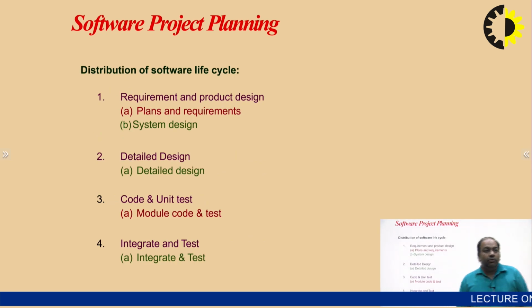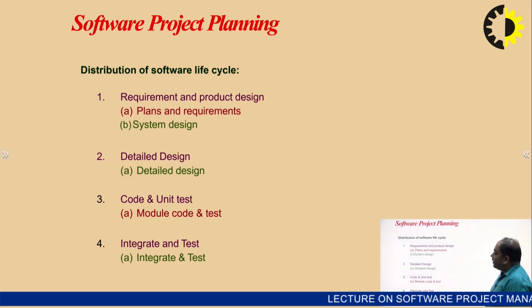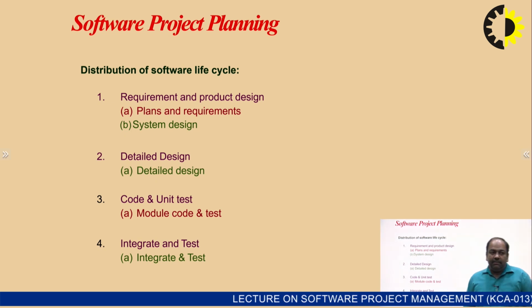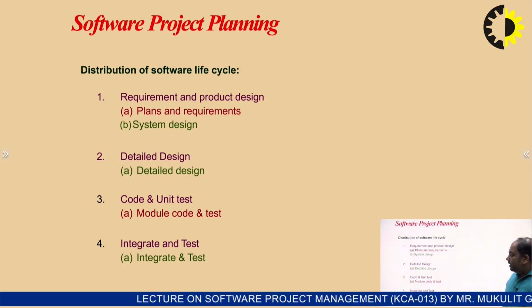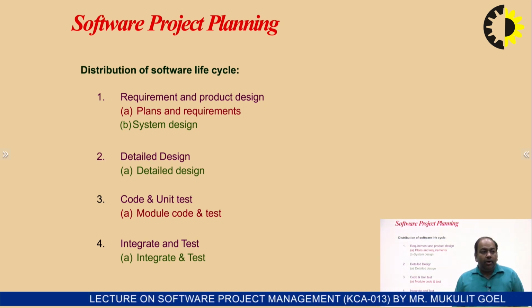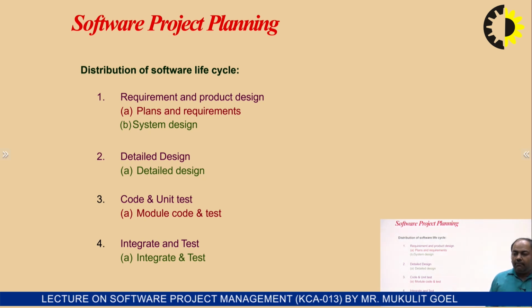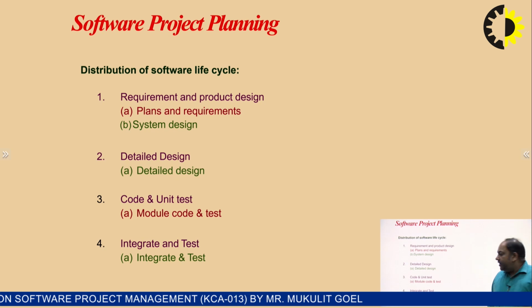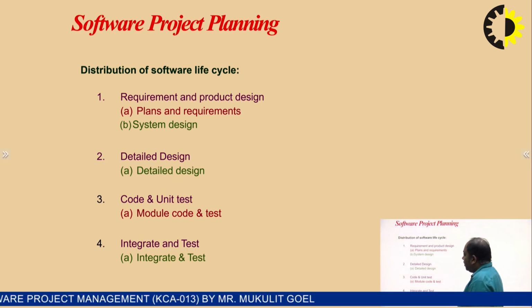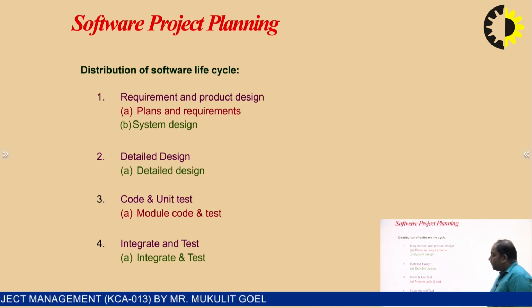So the distribution of the software life cycle: for requirement and product design, we need a plan and the system design. In detailed design, we create a design of the project. For code and unit test, we code the module and test the individual modules. For integrate and testing, we integrate each module which we have coded and developed, and then test the project as a whole system.